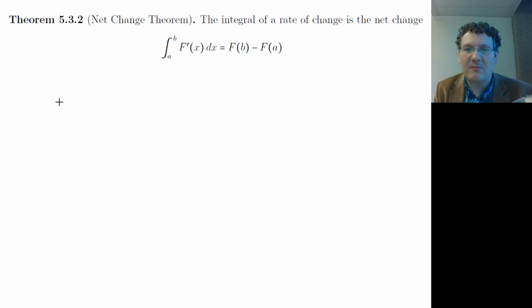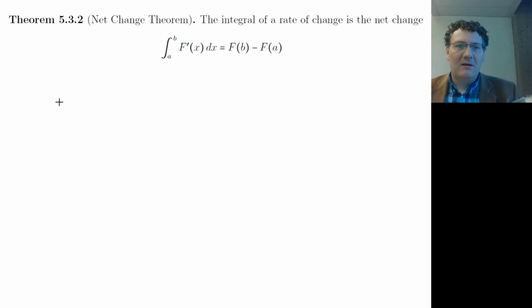So here we have a theorem that applies when you interpret the function as the rate of change. So the integral of the rate of change is the net change. When you integrate the rate of change, you find the net change. For example, if you're integrating a velocity, the definite integral of velocity is going to be a difference. It's going to be the distance traveled.